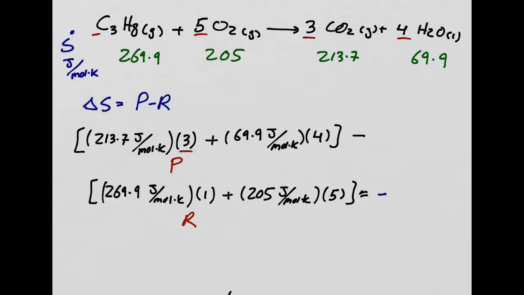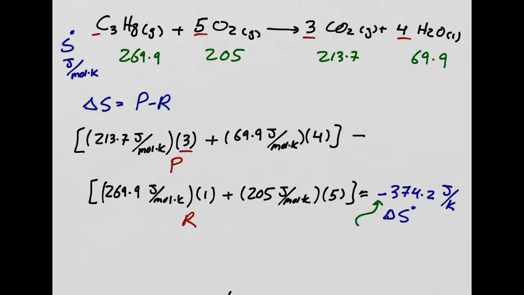It would be negative 374.2 joules over K because the moles cancel out, and that is my delta S. That's my entropy. Okay, now I want you to pay attention to this one over here. The number is negative, so that means what? We became more ordered or more disordered? The number is negative, so that means we became more ordered, right?